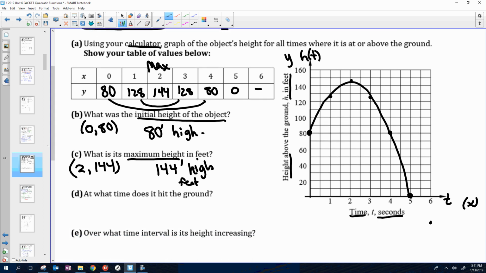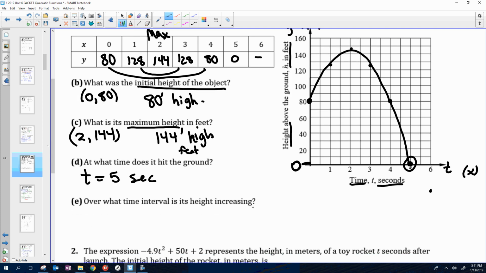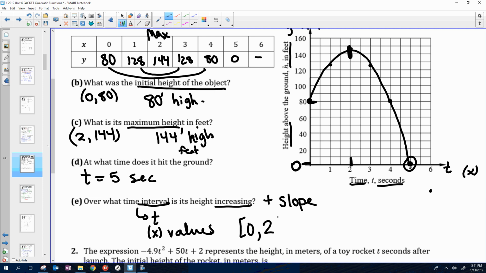At what time does it hit the ground? Well, the ground is right here, when the height is 0. So that was at t equals 5 seconds. And over what interval is the height increasing? That means I'm looking for a positive slope. The interval is going to be t values, in this case like x values. It looks like it starts increasing at 0 seconds, and it increases until it turns around up here at the maximum, which was at 2 seconds.